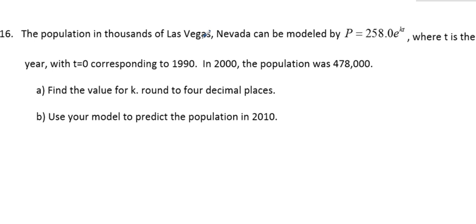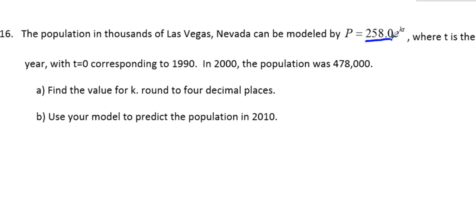So the population in thousands of Las Vegas can be modeled by this equation. T is the year, and T equals 0 represents 1990. In 2000, the population is 478,000. Find the value for K, round to 4 decimal places.